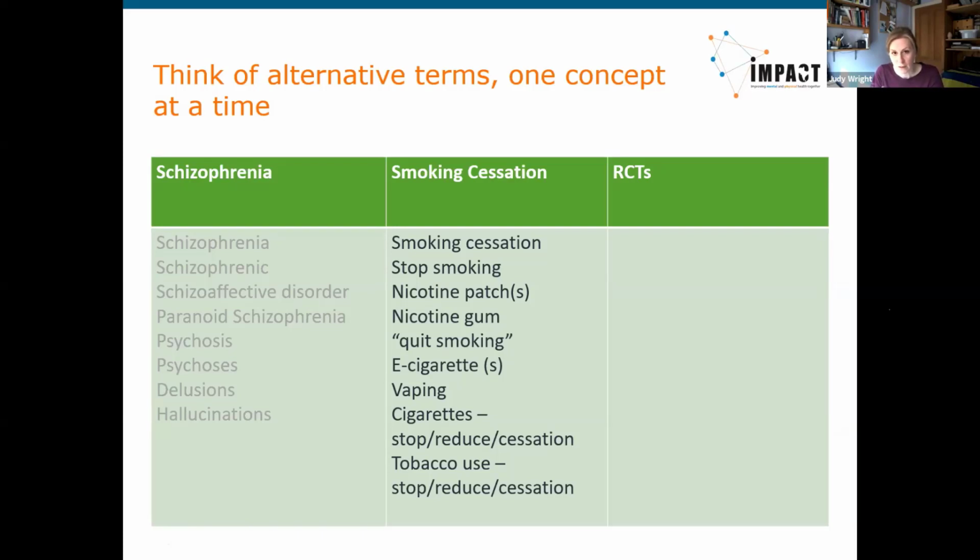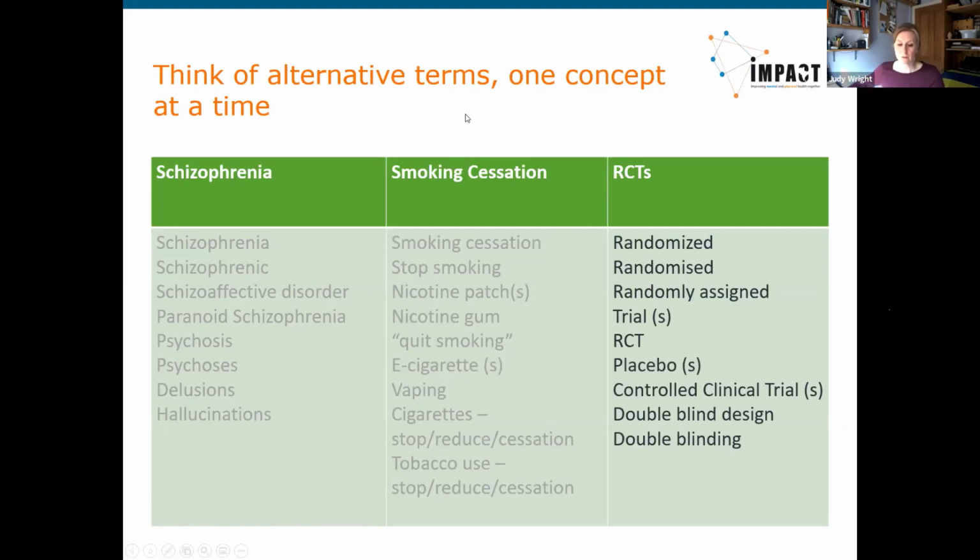But that's hard to be comprehensive. So I think if we use terms to do with cigarettes, smoking and tobacco and stopping the use of that, then that should be picking up all of those interventions. Okay, and I've just put in brackets things like the S. So we want to pick up plurals as well as the singular version of terms. And I'll move on to some search tips soon.